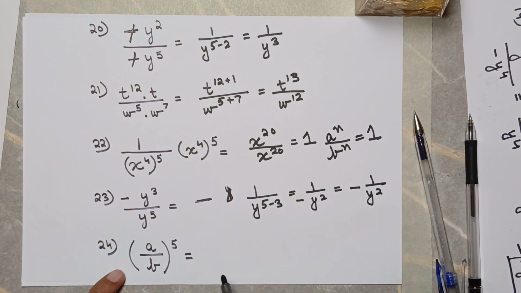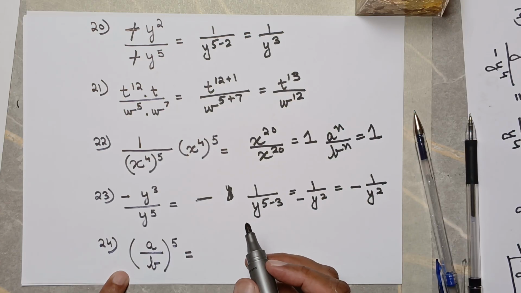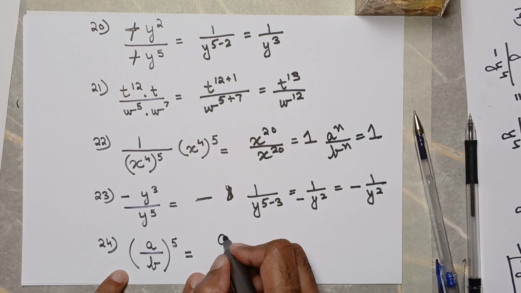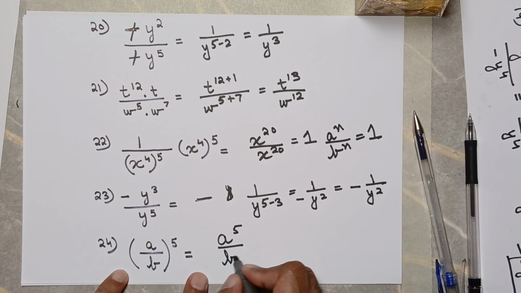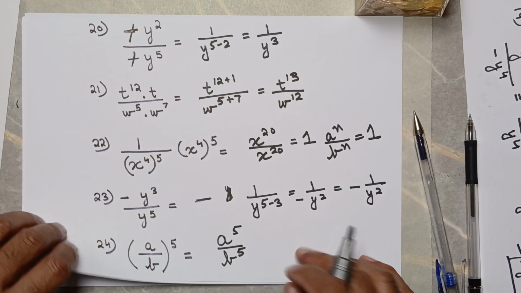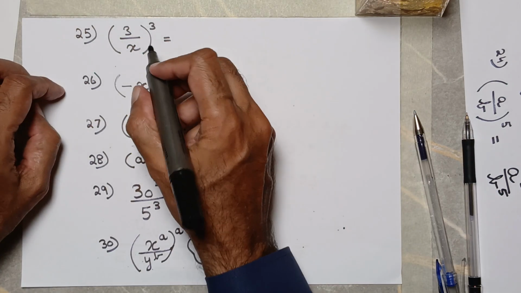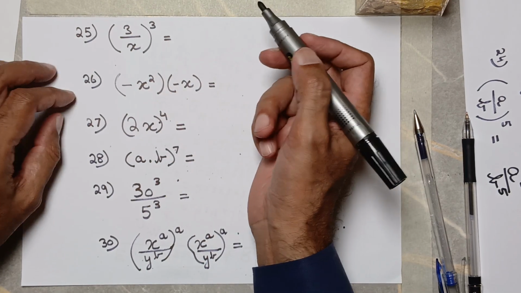Our 24th question, yes, you can guess it very easily. To raise a quotient to a power, simply it says a raised to the power 5 and b raised to the power 5. That is quite simple. Now our 25th question. 3 raised to the power. Yes, to raise a quotient to a power, simple.